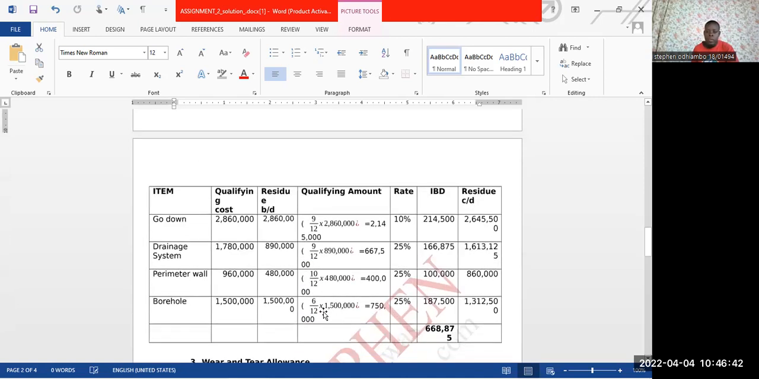6 over 12 times 1.5 million, which we are going to get 750,000. And remember, it is just like taking a half of this, because 6 over 12 is half.